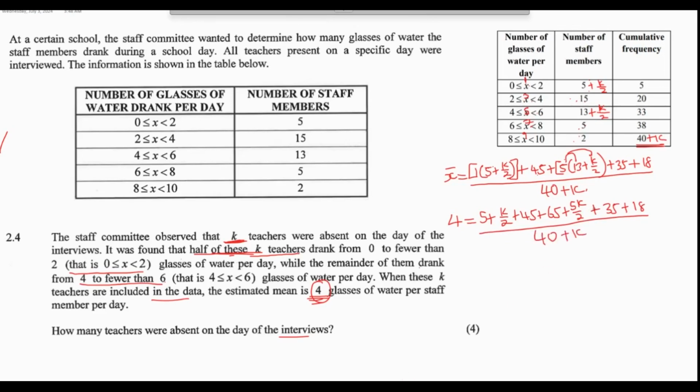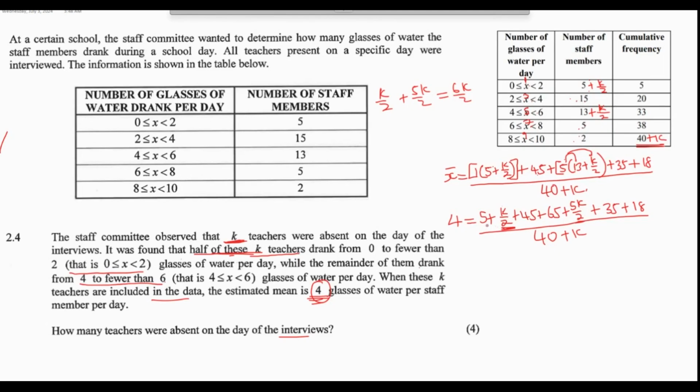We can simplify our numerator here. K over 2 plus 5K over 2. The denominators are already the same, so we can just add the numerators. 6K over 2, which is 3K. So these two will give us 3K. We can say this is half K plus 2.5K, since 5 over 2 is 2.5, that is 3K.